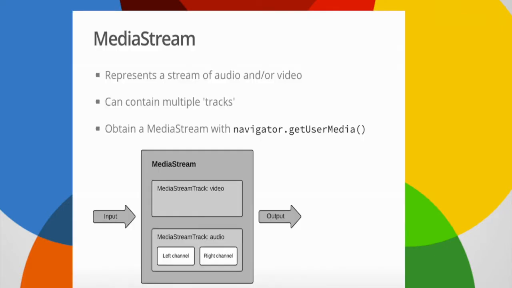So MediaStream represents a single source of synchronized audio or video, or both. Each MediaStream contains one or more MediaStreamTracks. For example, on a laptop, we have a webcam and a microphone providing video and audio streams, and they are synchronized. We can get access to these local devices using the getUserMedia method of navigator.